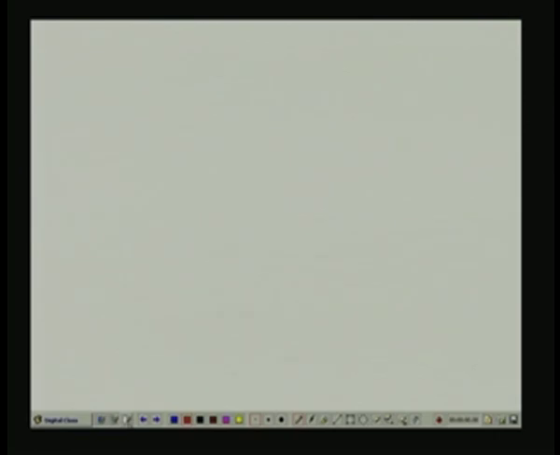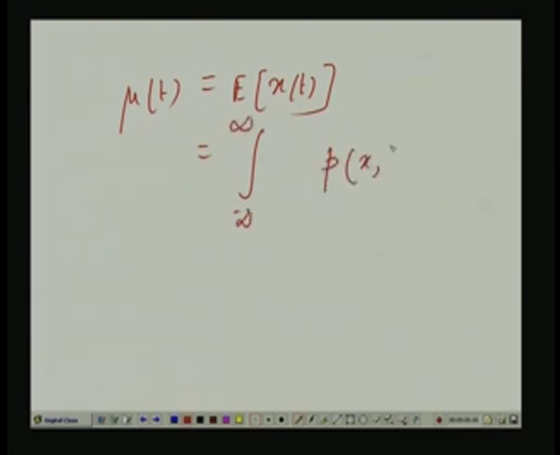So therefore, in a similar manner, I can define mu of t as the mean of the random variable x of t. That is nothing but E of x of t for a particular t, which is nothing but, for a particular t, the probability density multiplied by the value x, integrated with respect to x. Of course, I am assuming the real valued case, but we have to generalize this to complex, that I will do a little later.